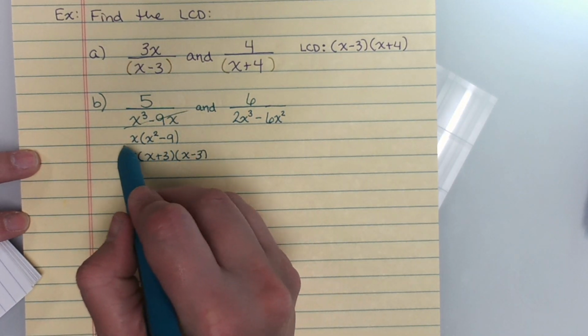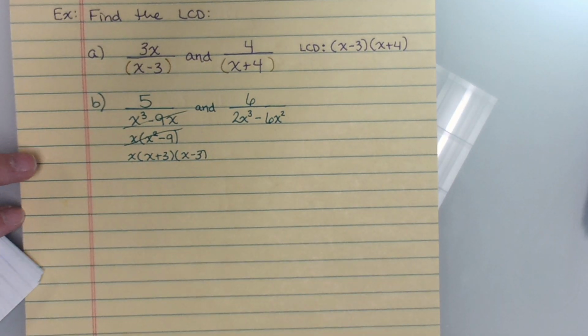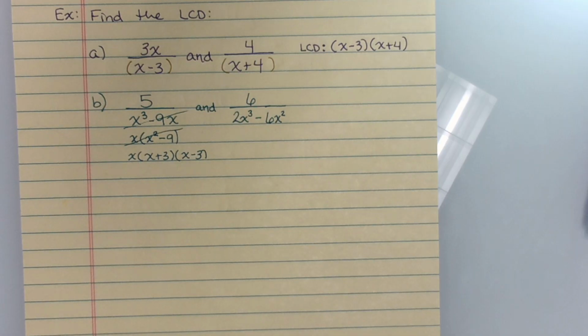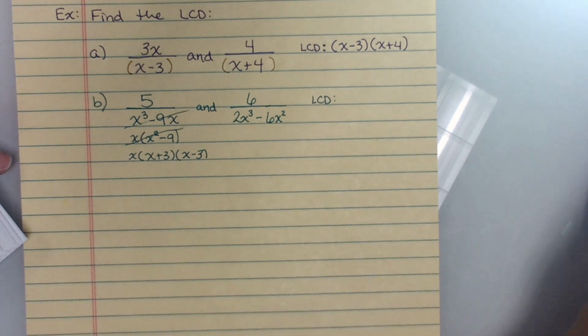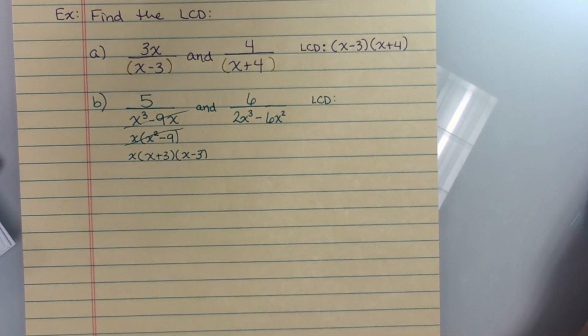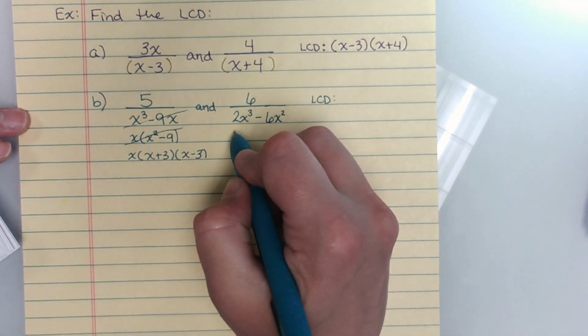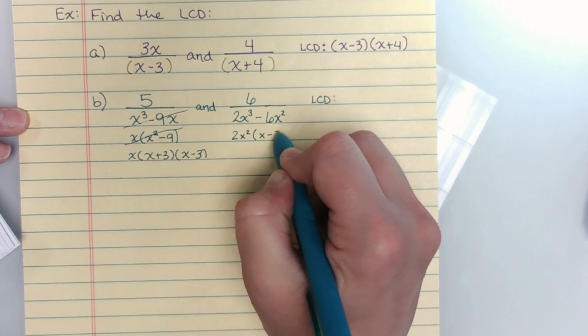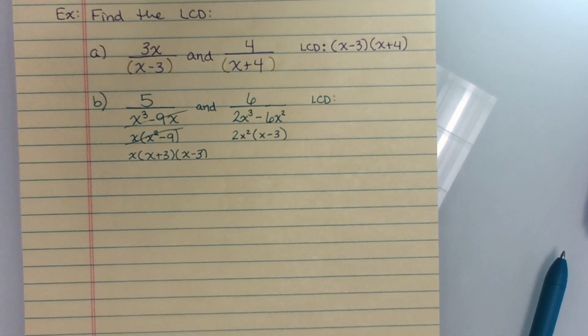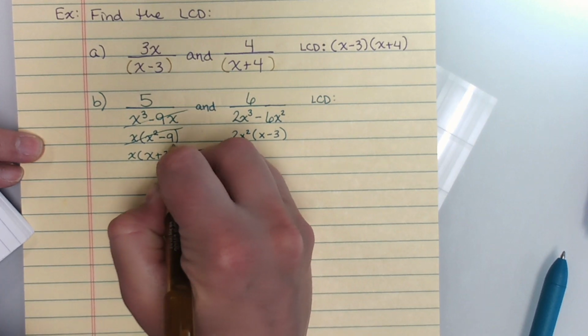So I'm no longer looking at that, I'm looking at this as my denominator. 2x cubed minus 6x squared. Can I factor it? Greatest common factor? 2x squared, leaving me with x minus 3. Do my denominators have something in common? They have an x minus 3 in common.